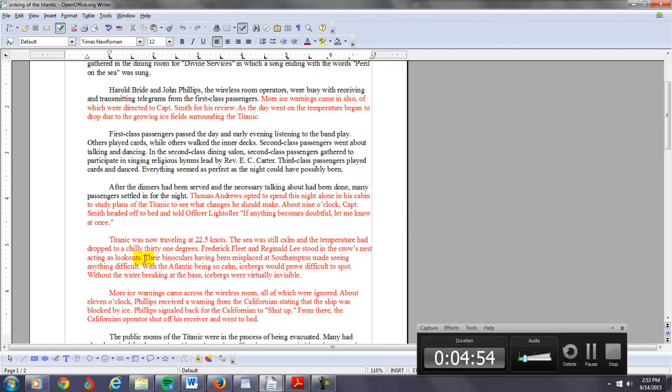The binoculars that Frederick, Fleet, and Lee should have had in the crow's nest were misplaced at Southampton, which would make it even more difficult to see any icebergs in front of the ship.